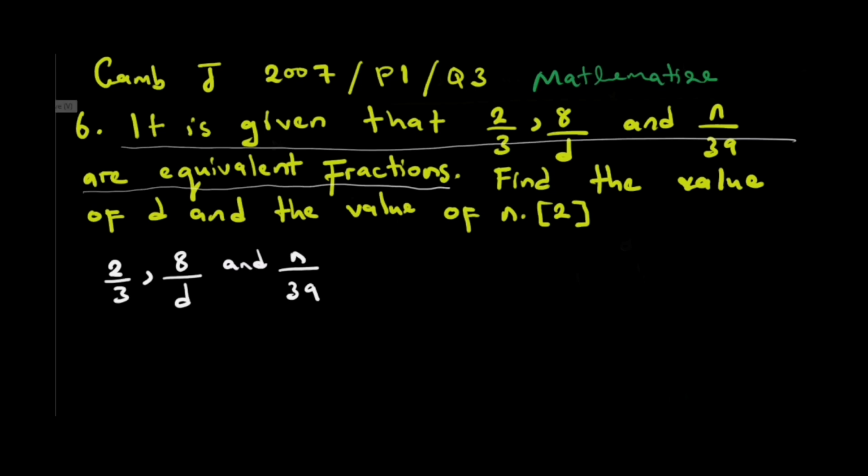So if we read this carefully, it is given that 2 over 3, 8 over d, and n over 39 are equivalent fractions. The statement means that 2 over 3 is equal to 8 over d, which is also equal to n over 39, because once they are equivalent, they are equal to each other. Then the question says, find the value of d and the value of n.